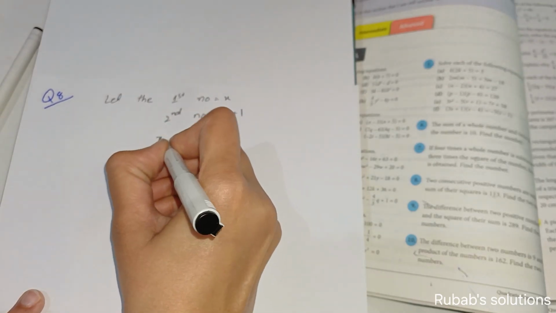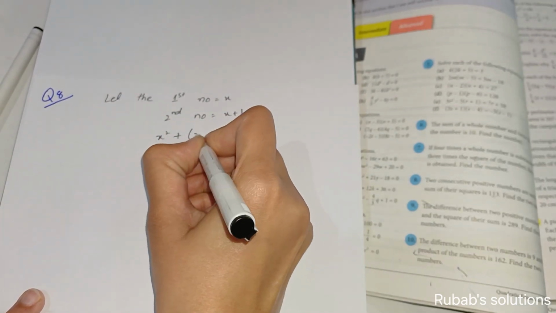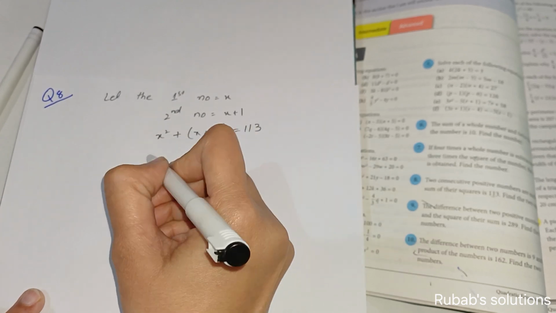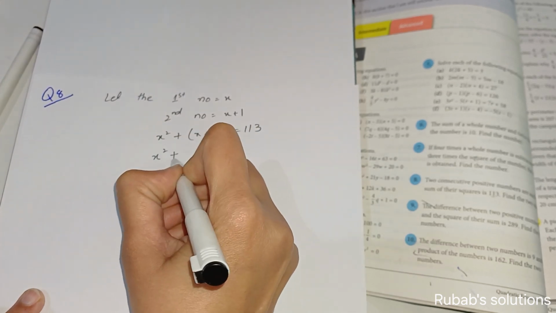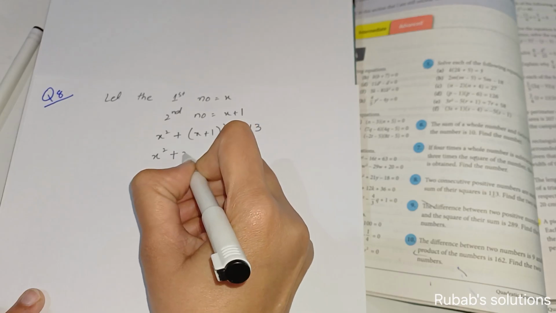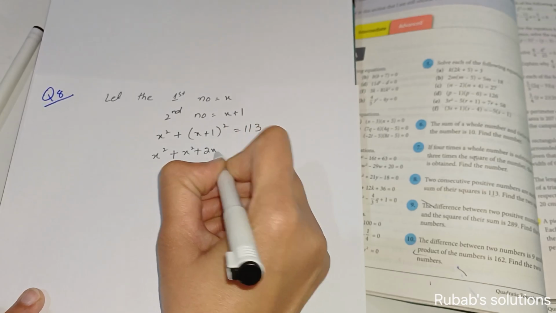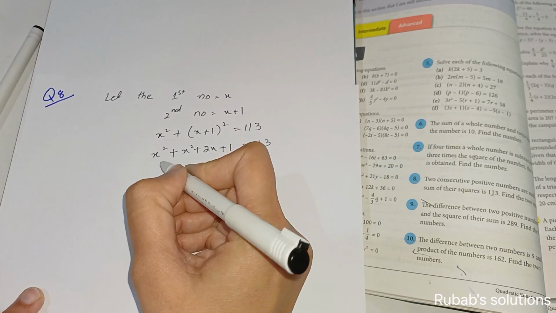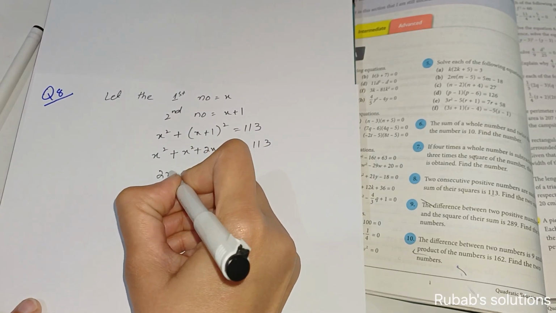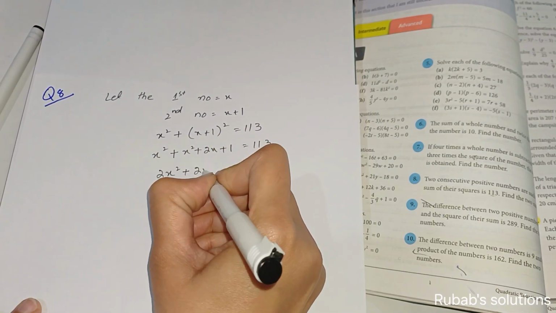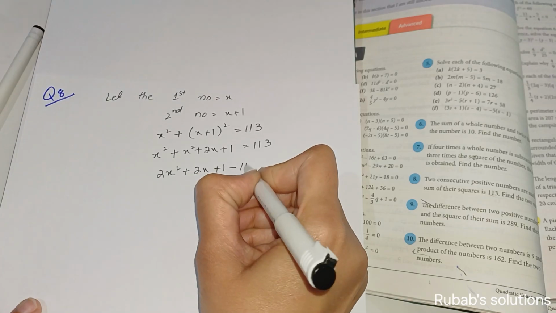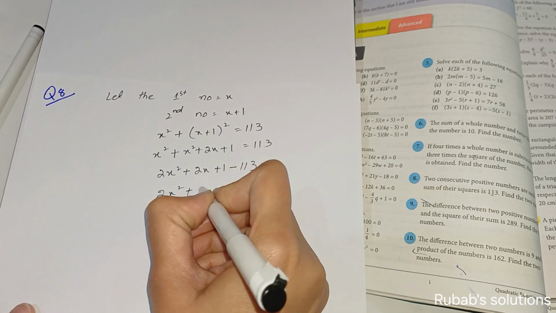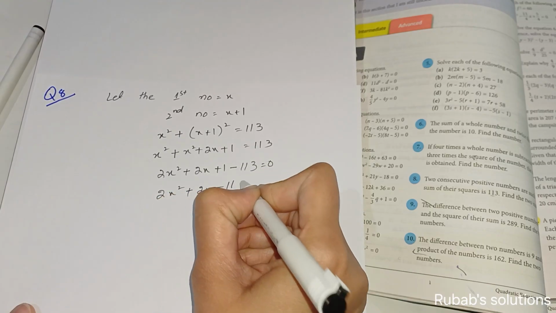They are saying sum of their squares. So square means this square, and because this is a complete one, I have to write in brackets. Now I will open: x square plus, from here I will apply the formula a square plus 2ab plus b square, that means (x plus 1) square. x square and x square will be equal to 2x square plus 2x plus 1 minus 113 is equal to 0. It will become 2x square plus 2x minus 112 is equal to 0.